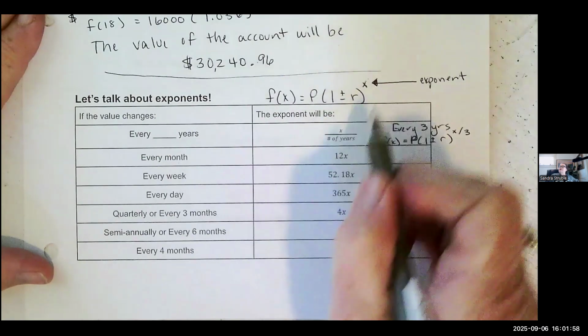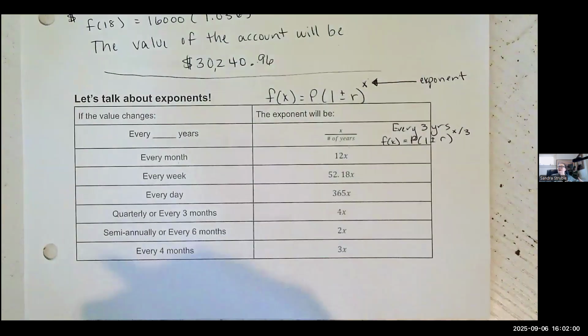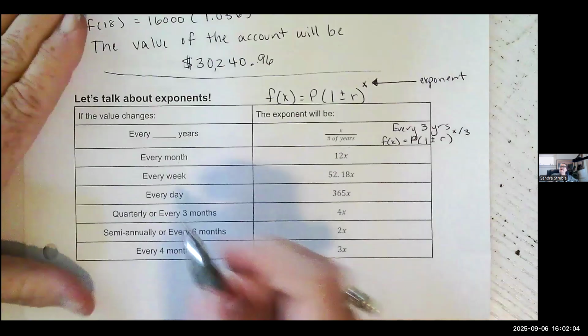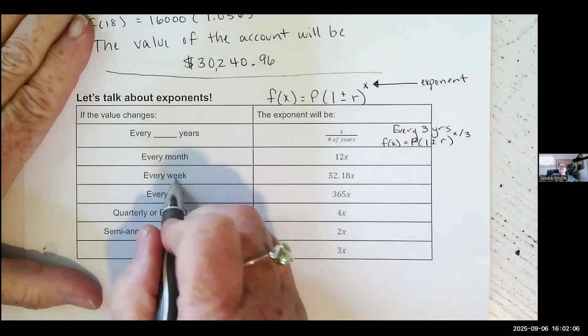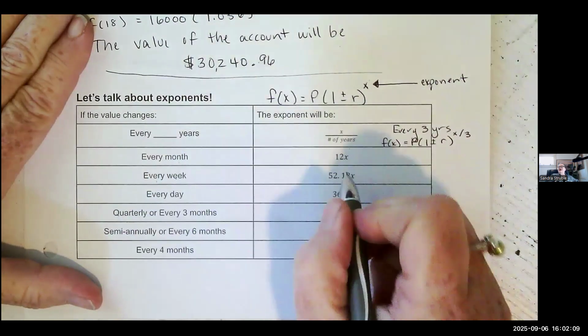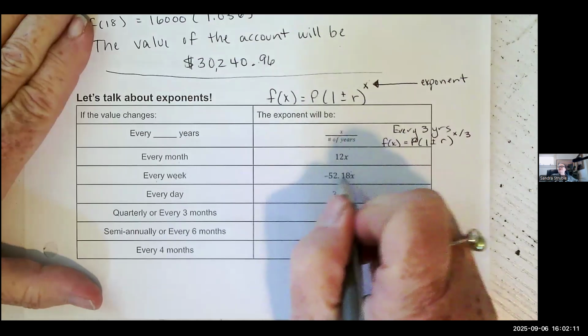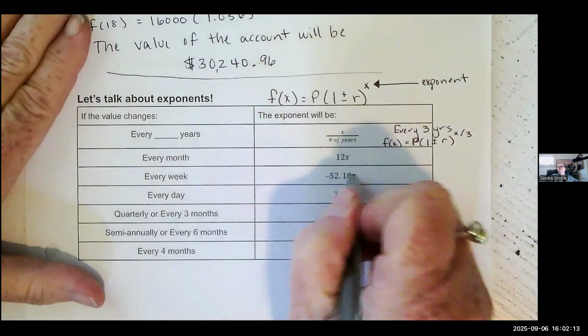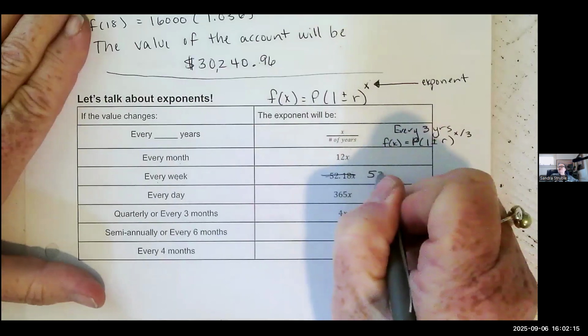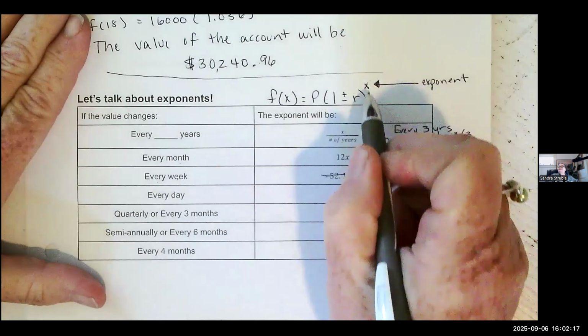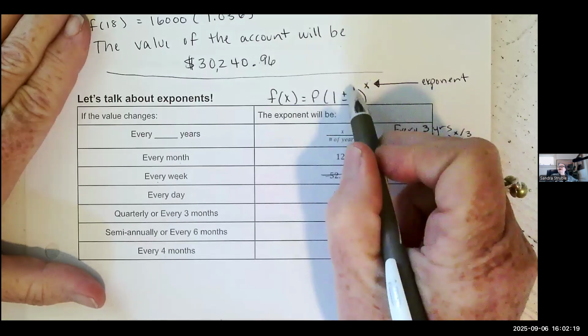Okay. If the value changes every month, then your exponent up here instead of x is going to be 12x, 12 times x, because it happens 12 times in a year. Again, it wants to break it down for the entire year. If it happens every week, now you don't know this yet, you're not going to want to use 52.18. We're not going to use 52.18. We're going to use 52x. That's the number that you're going to put up here in your exponent.